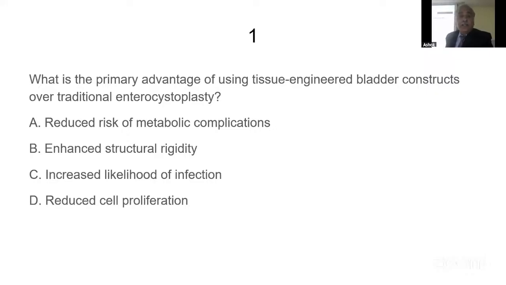Question number 1 is, what is the primary advantage of using tissue-engineered bladder constructs over traditional enterocystoplasty? Reduced risk of metabolic complication, enhanced structural rigidity, increased likelihood of infection, reduced cell proliferation. Reduced risk of metabolic complication. Yes. So all of you agree? Yes. Because when you apply intestine on that area, the function of the intestine, which is compromised, can lead to metabolic complications, which a tissue engineered bladder would not have.